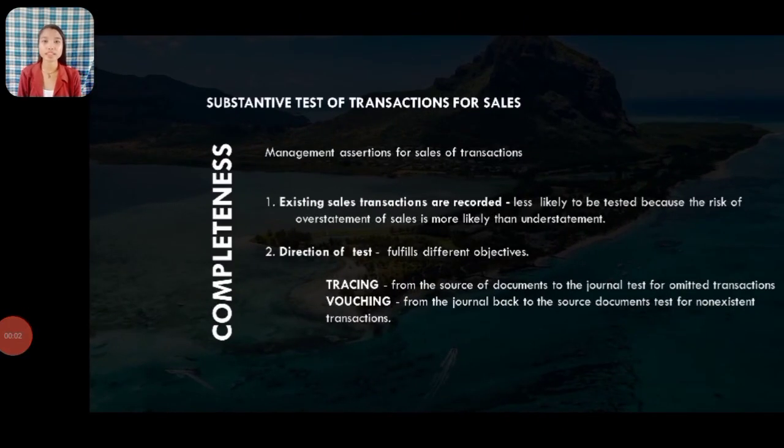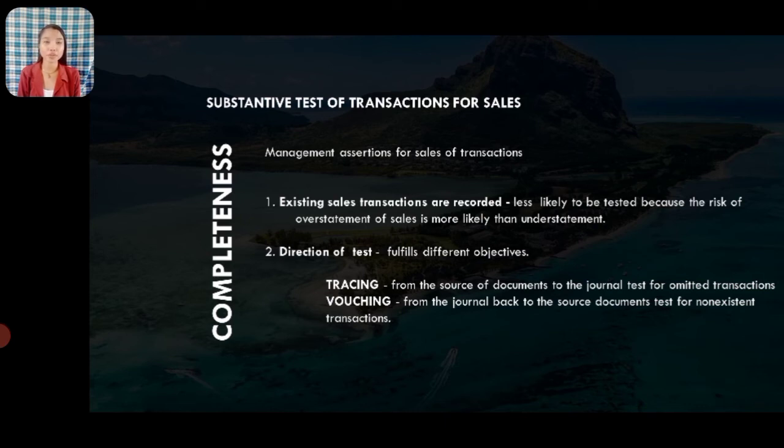So the next one is completeness. Existing sales transactions are recorded. Here, it is less likely to be tested because the risk of overstatement of sales is more likely than understatement. So to maintain completeness, you must ensure that all the transactions are properly recorded.